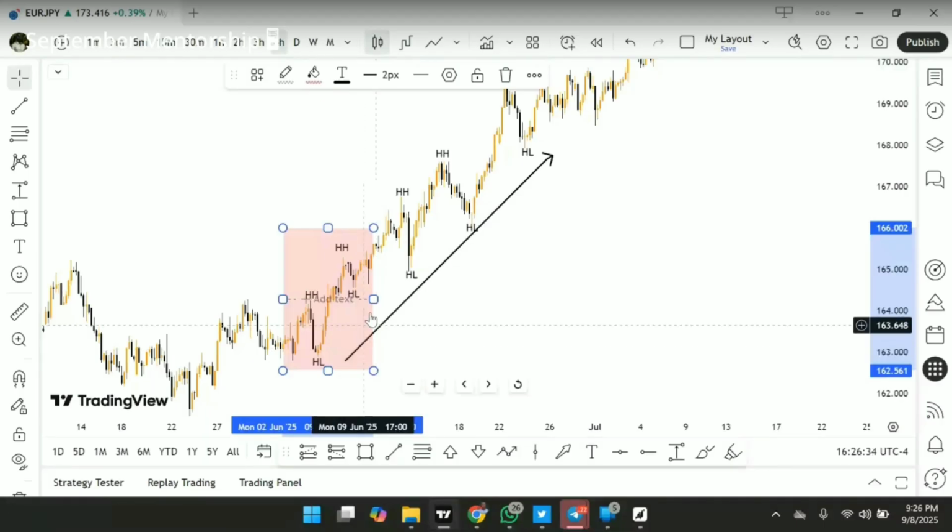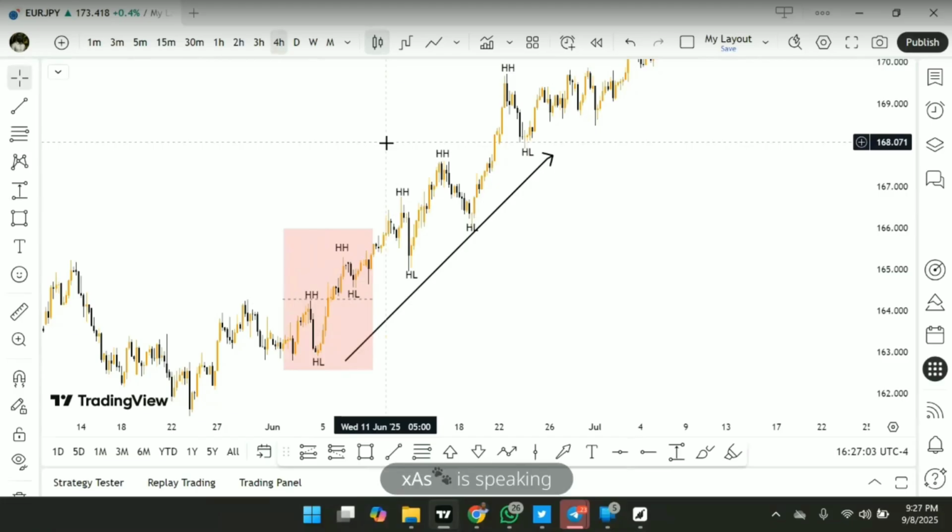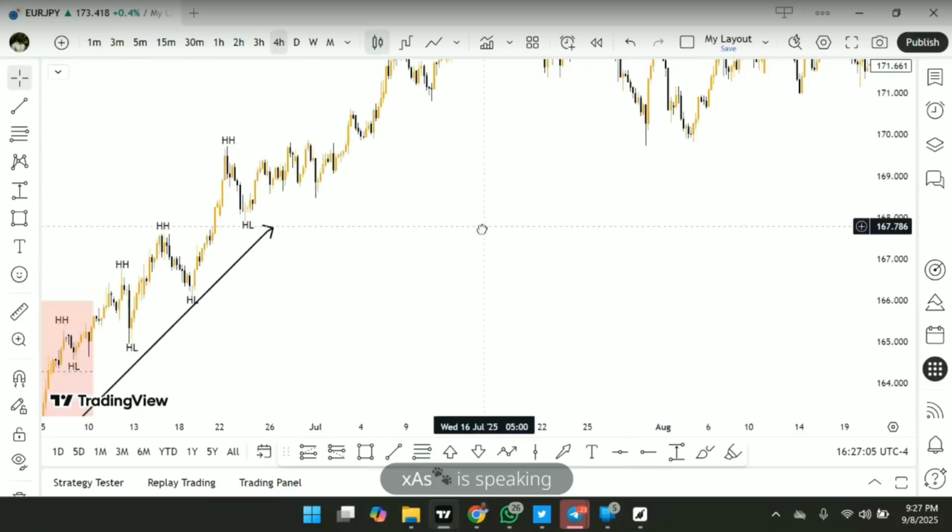So for me to identify whether the trend is bullish or bearish, I need to see at least two structures. Either a higher high, higher low, higher high, higher low, that's the two structures, or a lower high, lower low, lower high, lower low, to give me the direction of the market. And after seeing that, what would I do? If it is a bullish market, I'll always be looking for opportunities to buy along with the trend. If it is bearish, look for opportunities to short the market.